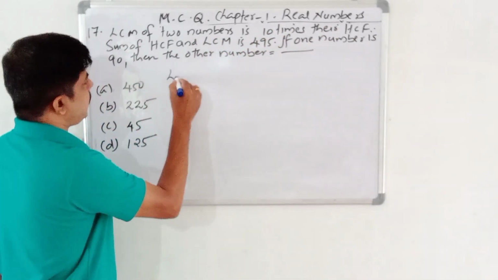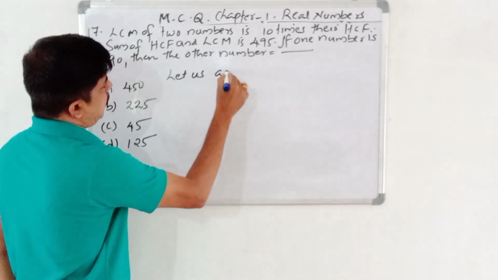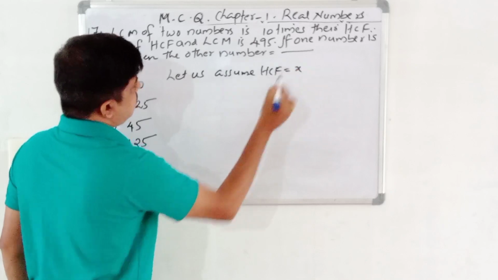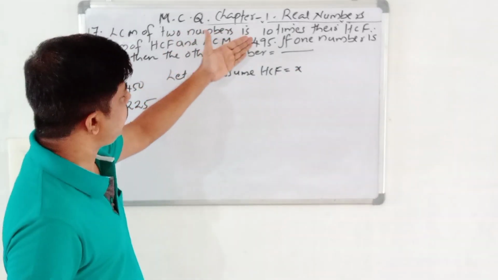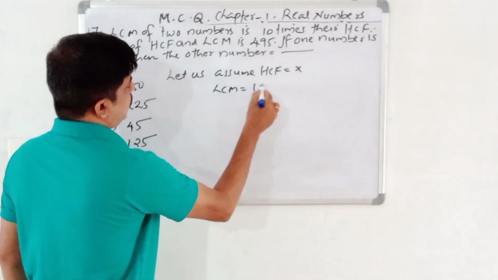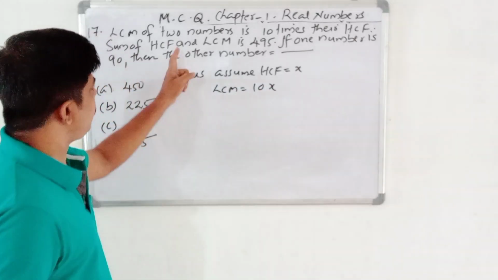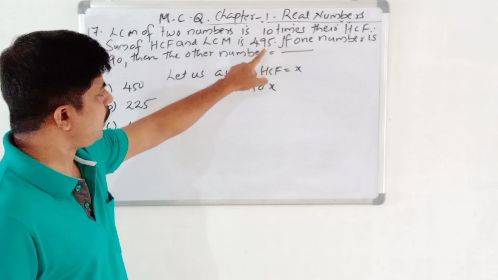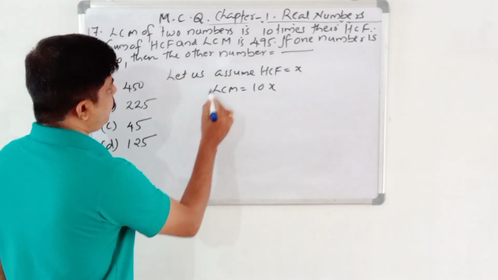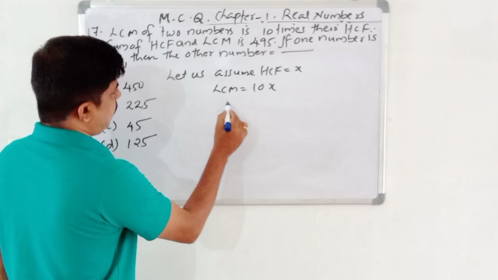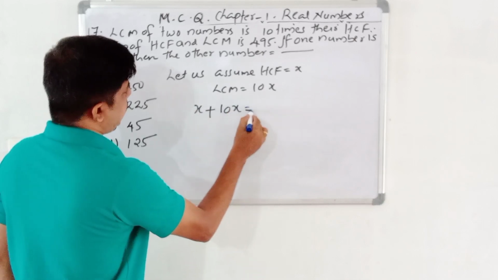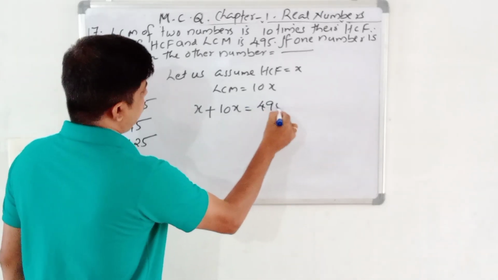So let us assume the HCF is equal to x. According to the question, the LCM will be 10 times the HCF. Therefore, the LCM is equal to 10x. We know that the sum of the HCF and LCM is given as 495. We need to find the value of x first. We add the HCF and LCM, and we have the sum 495.